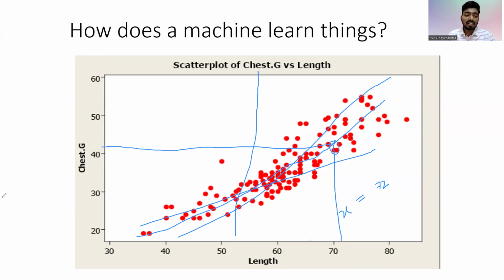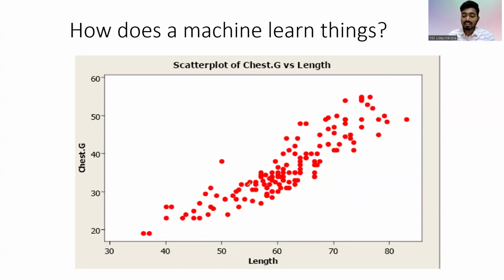Here the concept behind it is very simple. What is the equation of the line? y equal to mx plus c, right? This is the equation of the line, a linear equation. What does m specify? m specifies the slope of the line, and c specifies the intercept made by the line with the y-axis. Now let's consider this equation: my x is nothing but the length and y is nothing but the chest size.